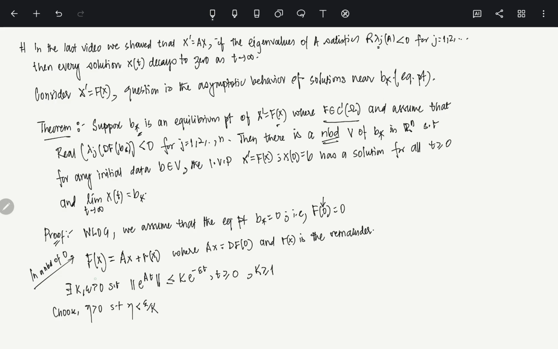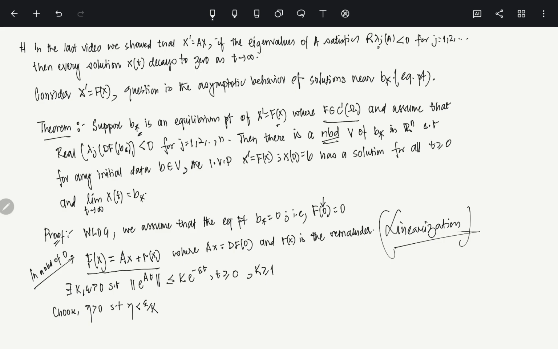This is called linearization. Basically, I am linearizing the original x prime equals f of x with this. Then I am not talking about the original equation anymore, but about a constant coefficient equation. Now, let's look at that.